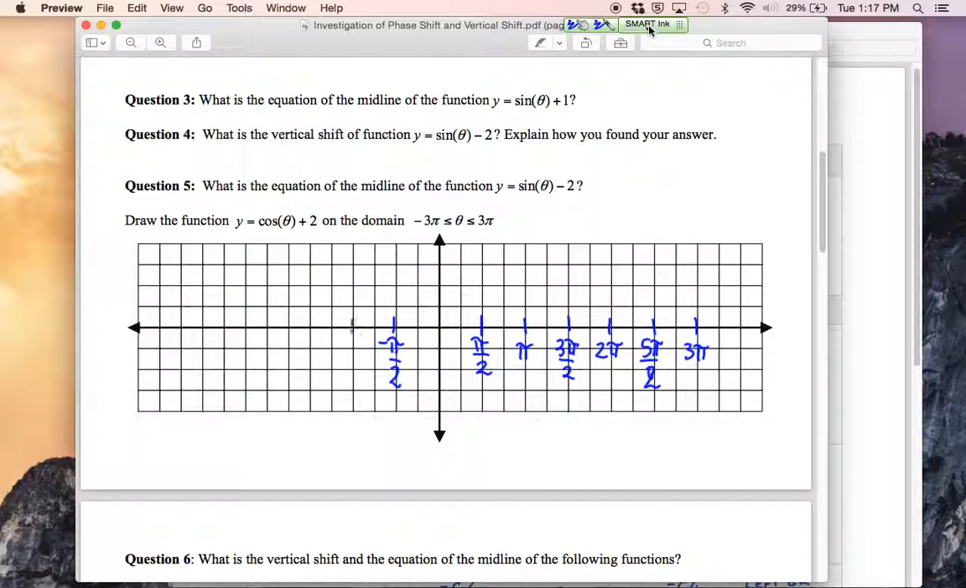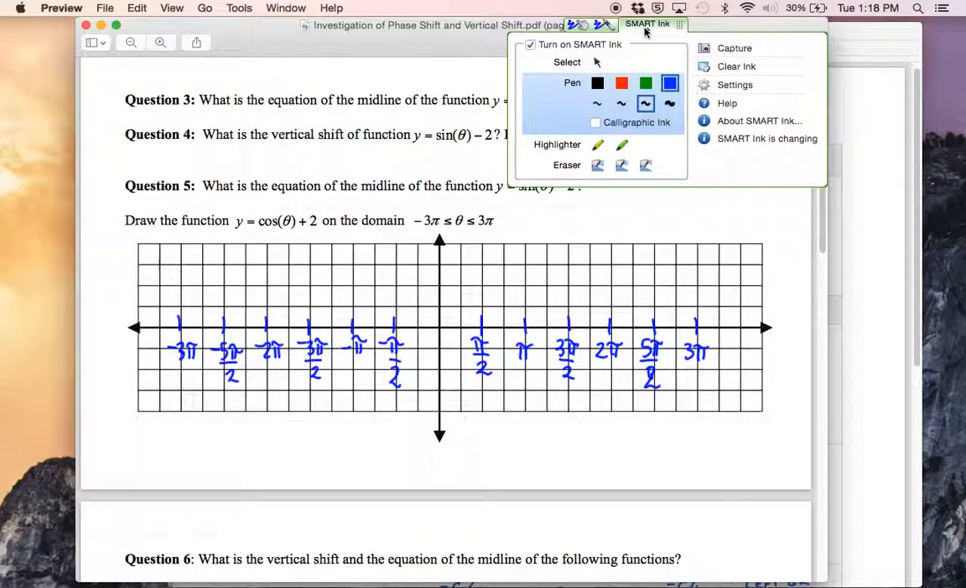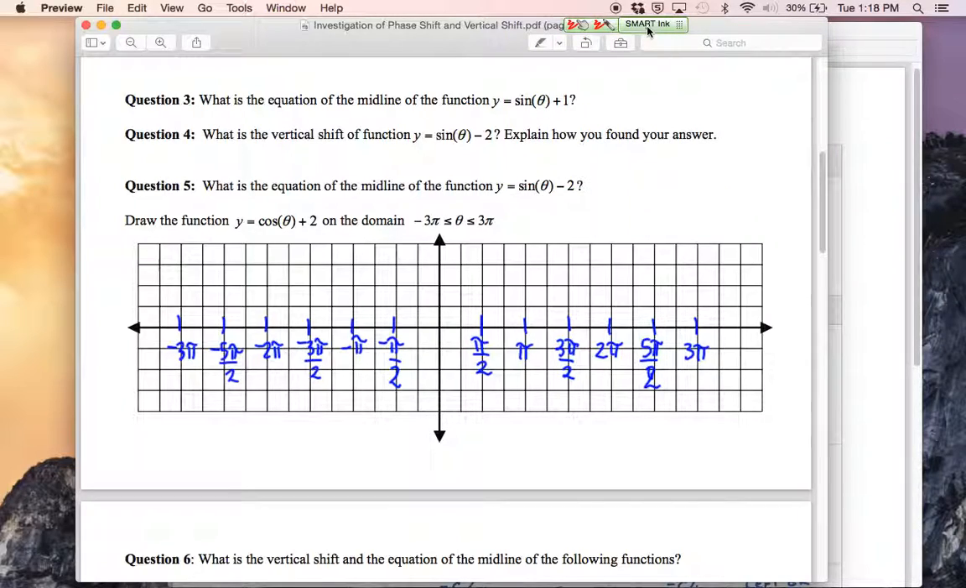Negative pi over 2, negative pi, negative 3 pi over 2, negative 2 pi, negative 5 pi over 2, and then negative 3 pi. Now normally your graph starts at 1. However, that's because it oscillates around the x-axis. Well, here there's a vertical shift of 2. So what I'm going to do is draw in that midline. I'm going to make a dotted line here. That represents the midline where it's going to oscillate around.